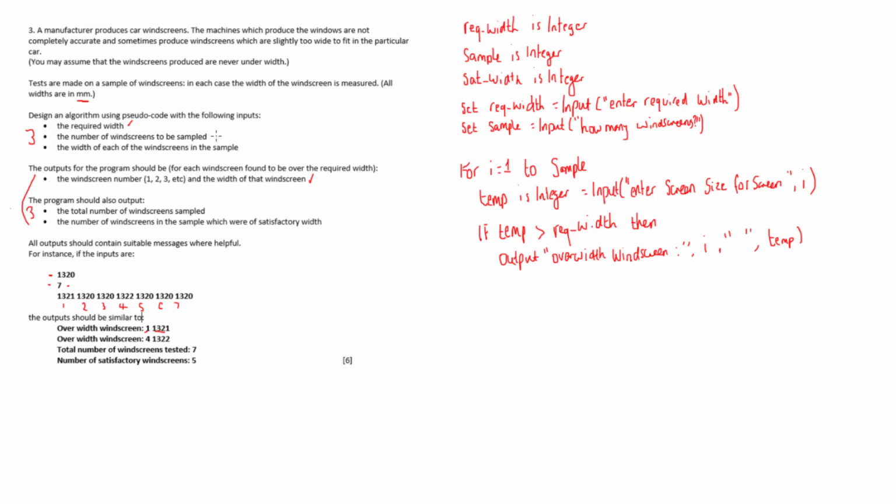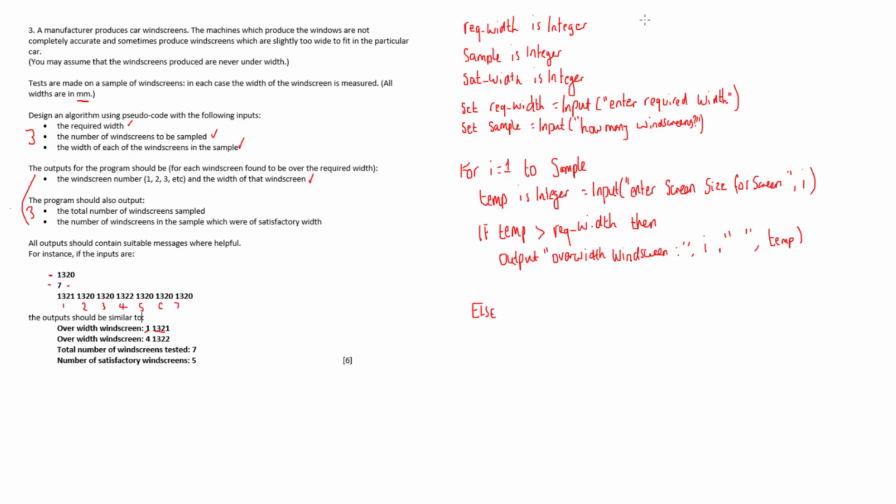Done that. I've done that. Absolutely flying here. Okay, that's fine. I do that every time. Now we need to know the number of windscreens in the sample which were of satisfactory width. So here, if it's over width, then it's going to output over width. Else, I'm going to say satisfactory.